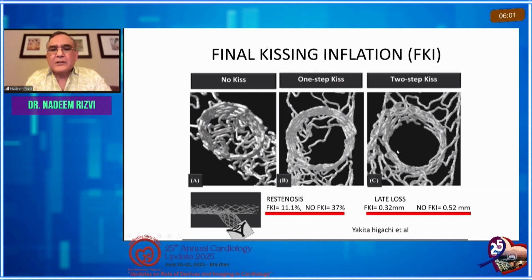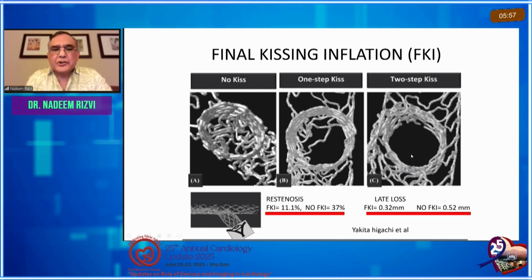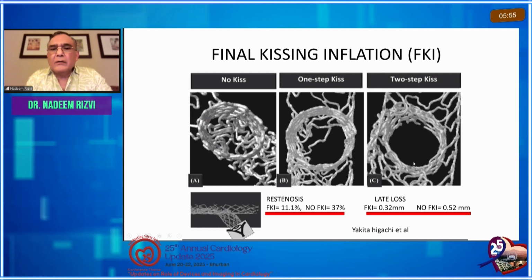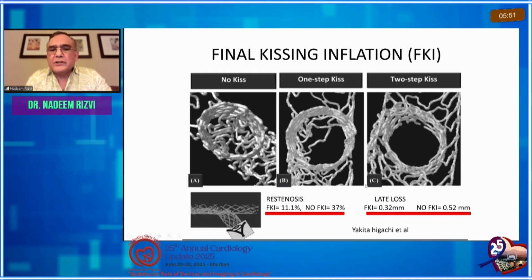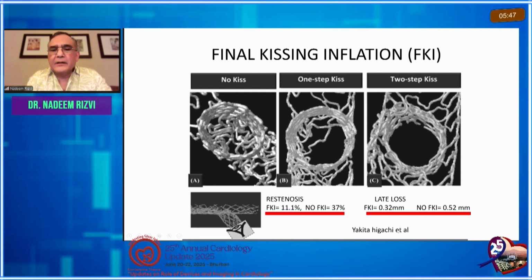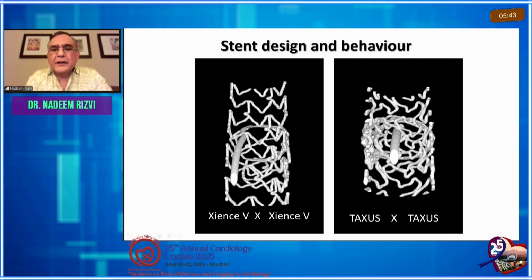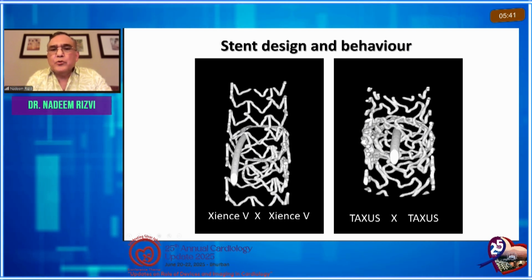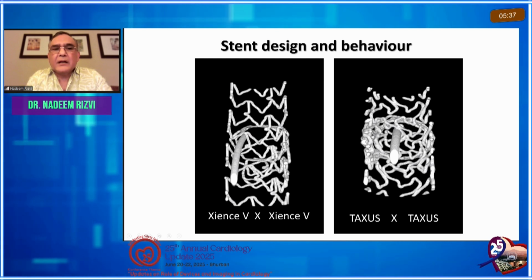This is looking from the side branch. And if you do two-step kiss, which is what DK crush is, your lumen is round and it's much more visible. And then the restenosis and late loss, Yutaka Higuchi had shown in a paper that there is a significant difference. The stent designs matter. Look at this Taxus versus Taxus. If you use two Taxus, look at the amount of metal. And if you use two Xience, the metal is less.